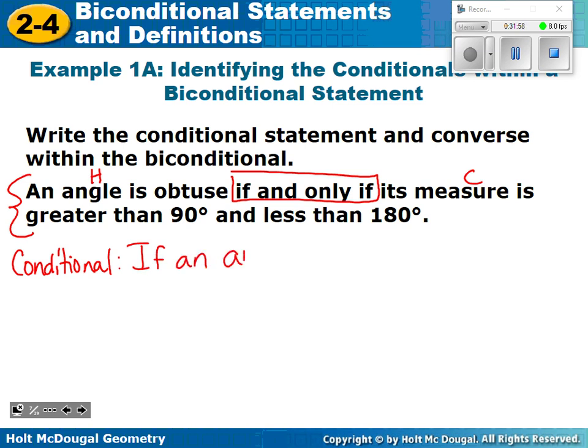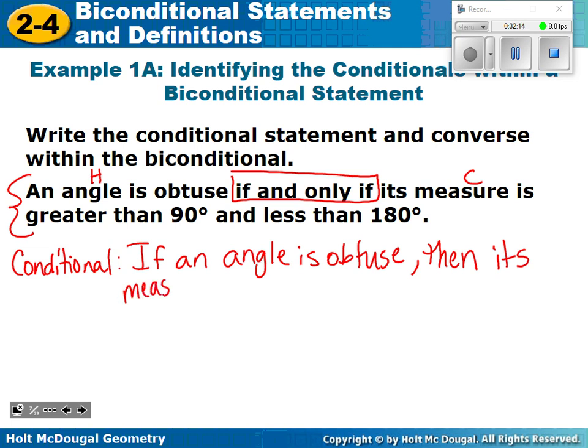Perfect. If an angle is obtuse, so Levi just started with the beginning of that sentence, but started with the word if, comma, then its measure is greater than 90 and less than 180.